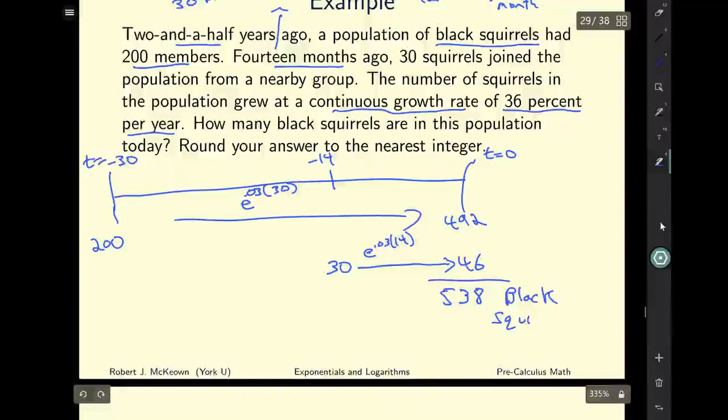So I chose an example with black squirrels because they're cute. Well, I think they're cute. Some people think they look like rats with long fluffy tails. That's why I picked the black squirrels.